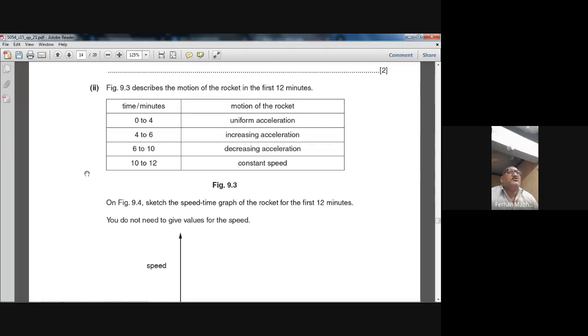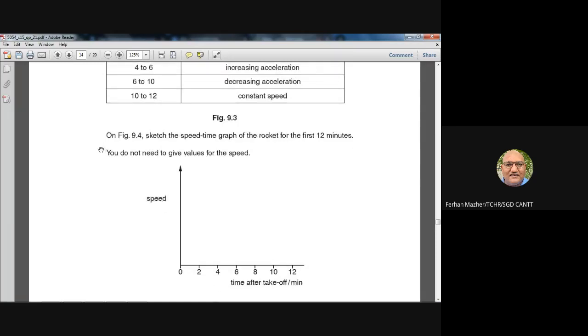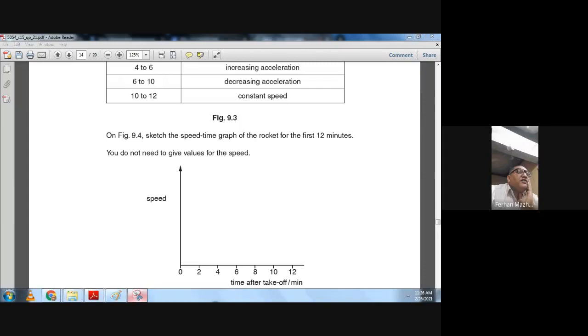He says from 0 to 4, there will be uniform acceleration. From 4 to 6, increasing acceleration. From 6 to 10, decreasing acceleration. And from 10 to 12, there will be a constant speed. So he says on figure 9.4, sketch the speed time graph of the rocket for the first 12 minutes. Okay, so let me copy it from here and take it into the paint.